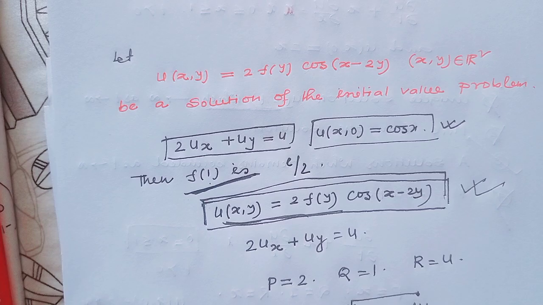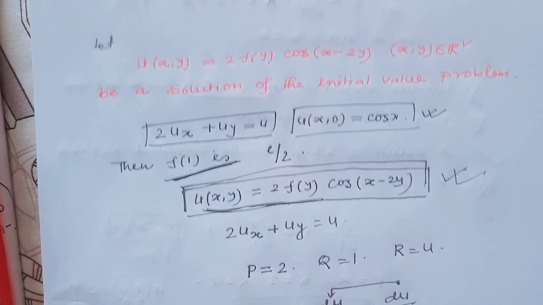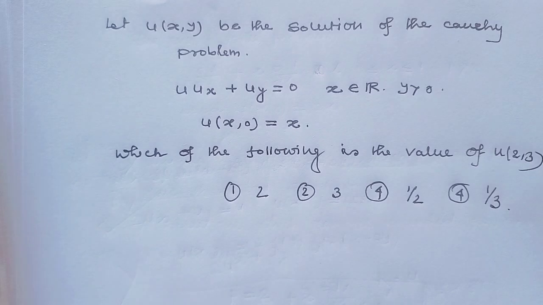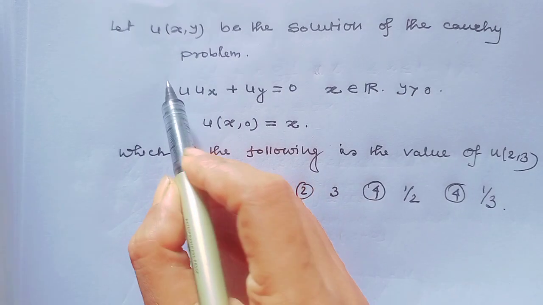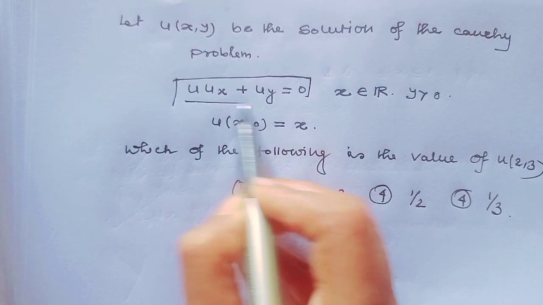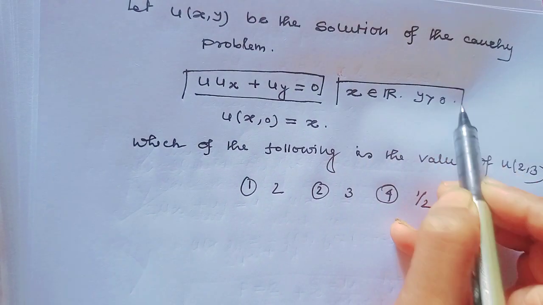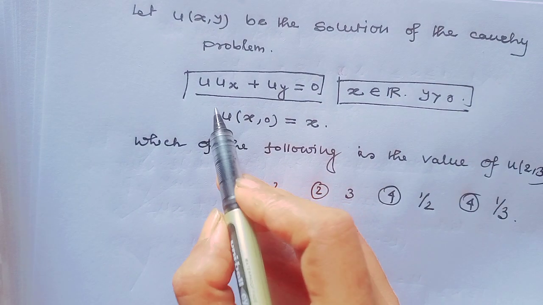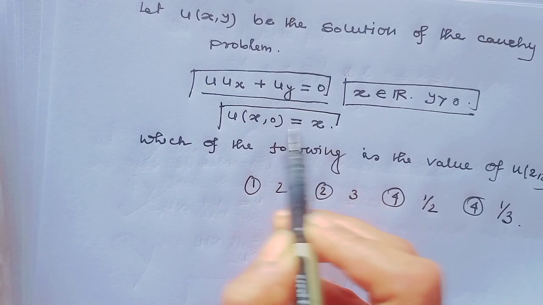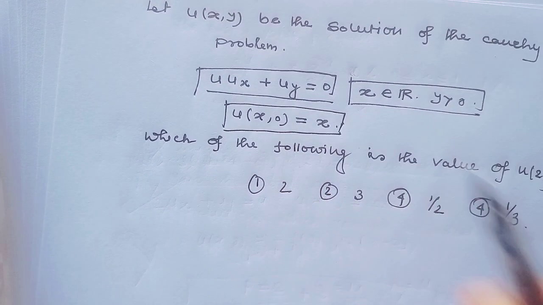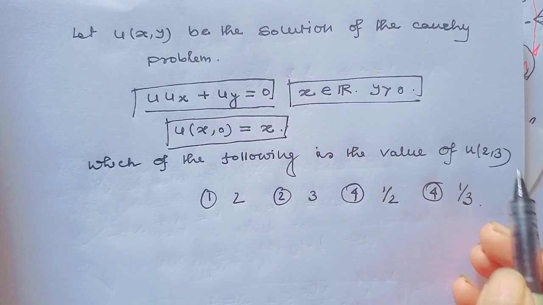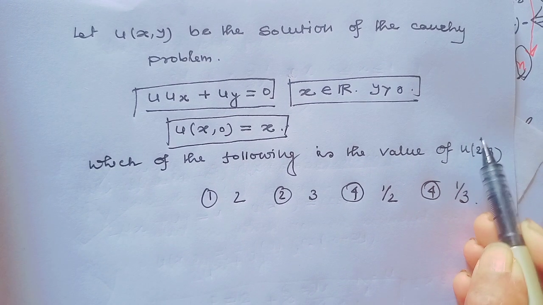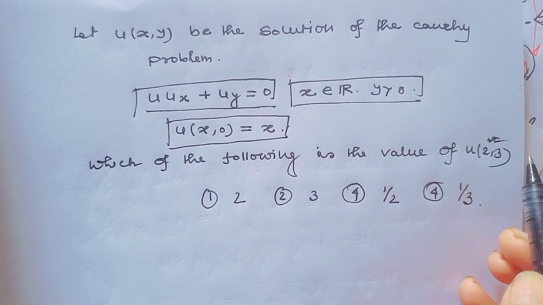I hope all my viewers have understood this question easily. Okay? Well. Next equation, let u(x,y) be a solution of the Cauchy problem, u u_x plus u_y equal to 0, where x belongs to R and y greater than 0. And here the initial condition is u(x,0) equal to x. Then what is the value of u at the point (2,3)?